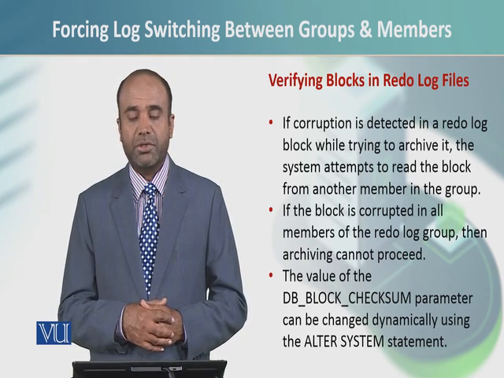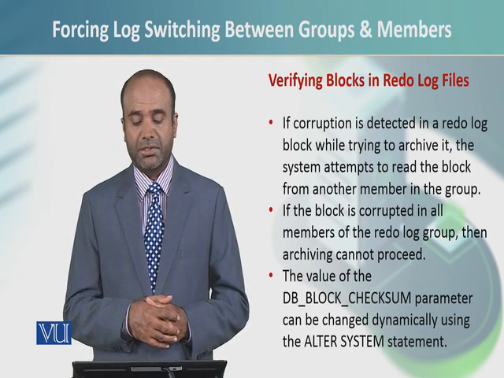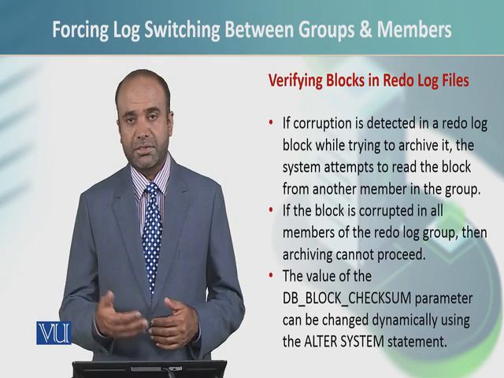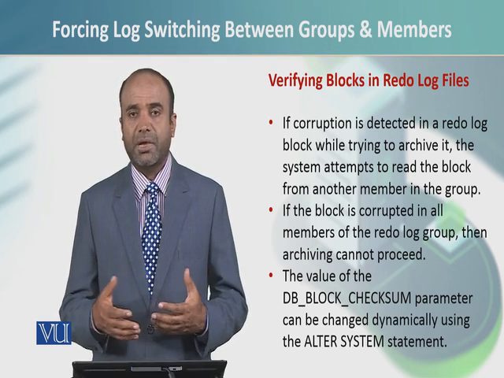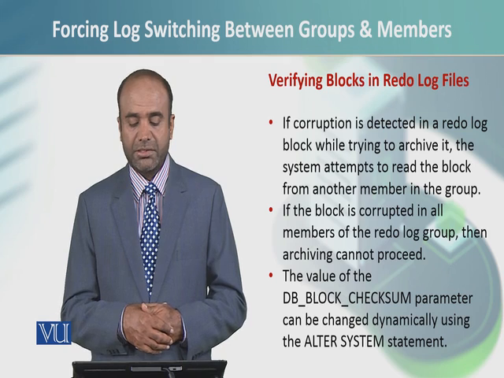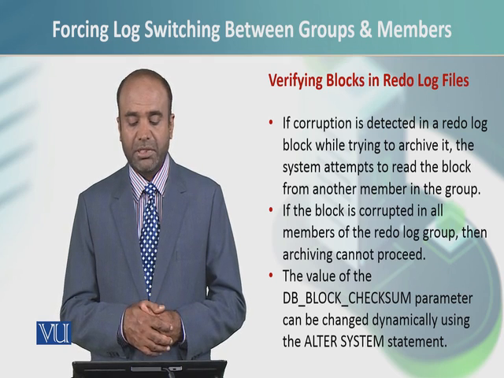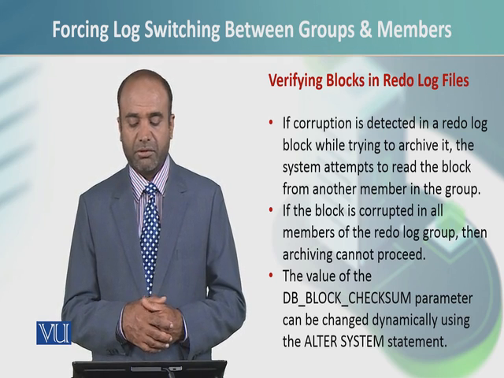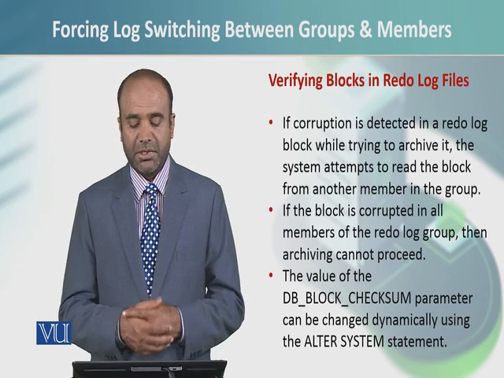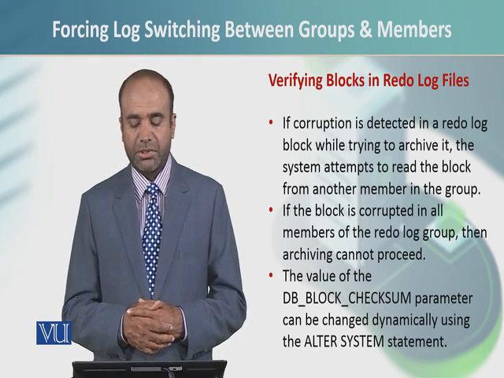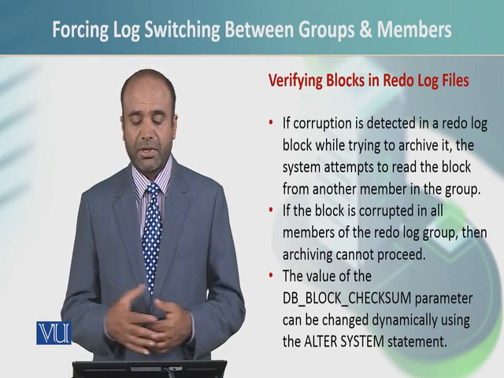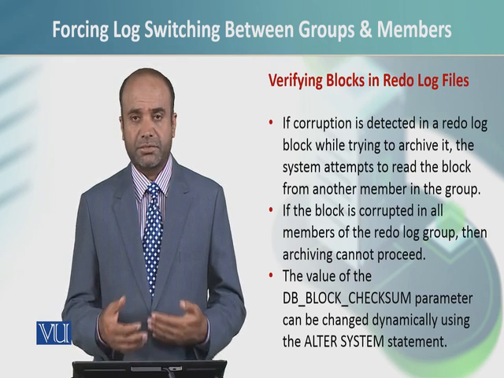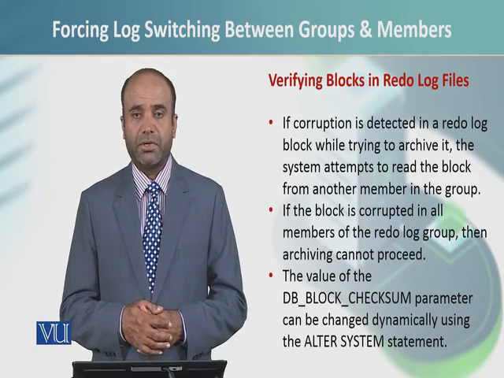If corruption is detected in a redo log block while trying to archive it, it means it is keeping another kind of backup in the separate archival file. The system attempts to read the block from another member in the group. If the block is corrupted in all members of the redo log group, then archiving cannot proceed. The value of the DB_BLOCK_CHECKSUM parameter in the init file can be changed dynamically using the ALTER SYSTEM statement. So basically, the ALTER SYSTEM statement is used for the switching of the log.